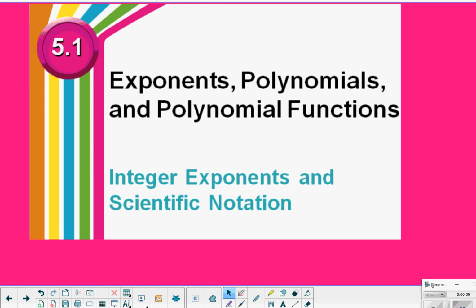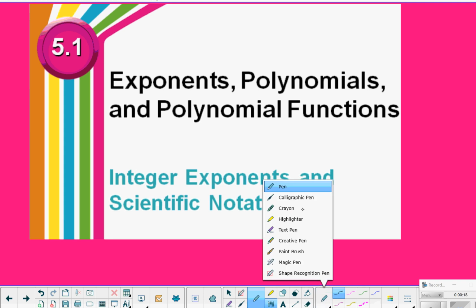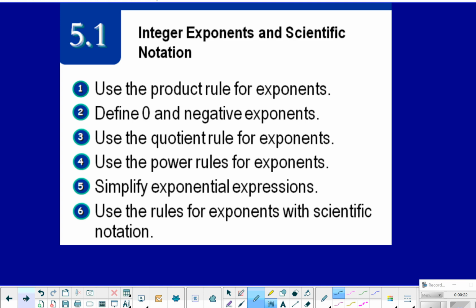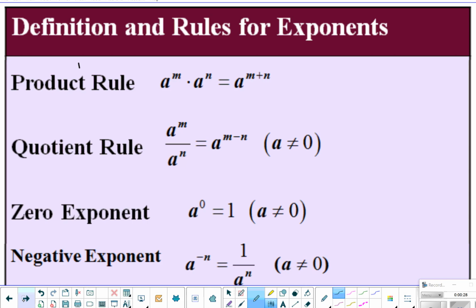Okay, hello. Let's look at section 5.1, day 1, where we're going to mainly focus on integer exponents. And let's see if we can get the pen working here. All right, we're rolling. We are going to go through the rules for exponents. We have covered these earlier in the year, so this is going to look pretty familiar, I have a feeling.